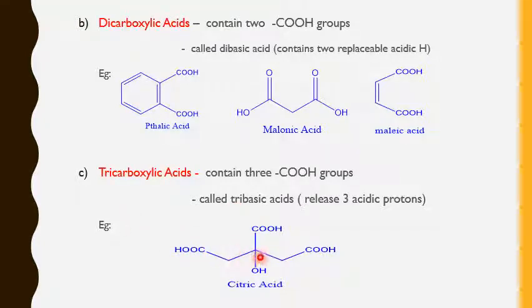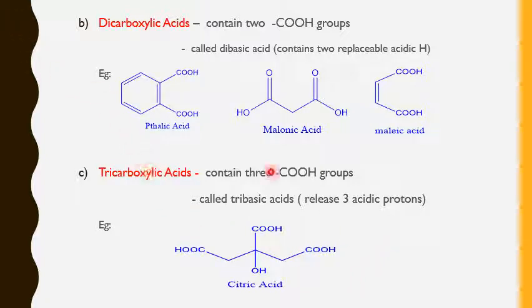Then the best and famous example for tricarboxylic acid. Can you imagine 3 COOH in the same molecule? Yes. Of course, you have an additional functional group OH. It doesn't bother us because we are mainly focused on the COOH group count. So here you can clearly see there are 3 COOH groups, 1, 2 and 3. Therefore, we say that it is a tricarboxylic acid.